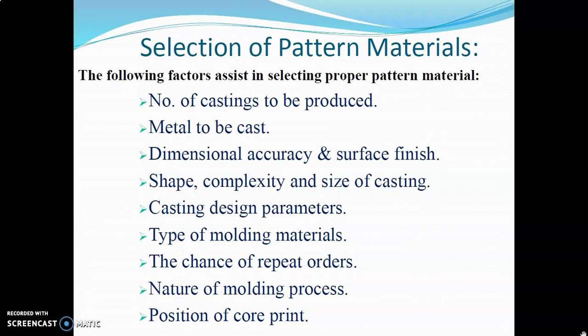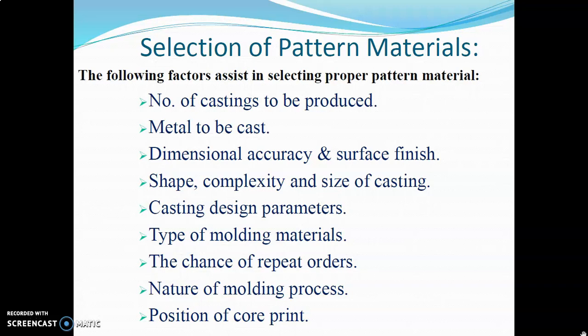Second, the material to be cast. Which material is to be cast? Dimensional accuracy and surface finish. Whether your component requires high dimensional accuracy or surface finish. Shape, complexity, and size of the casting. This is also a very important parameter. Suppose you want to produce a very large shape and you have used wax as the pattern material, so it will actually lose its accuracy.